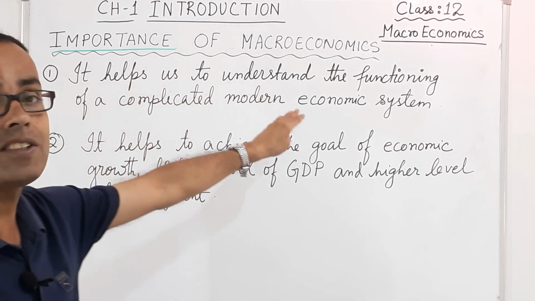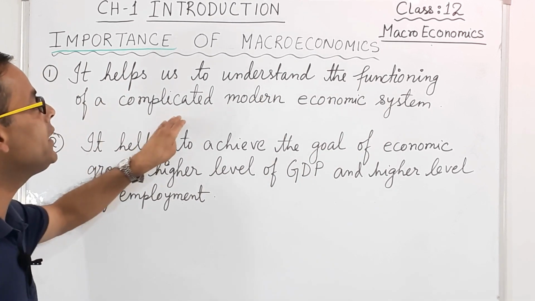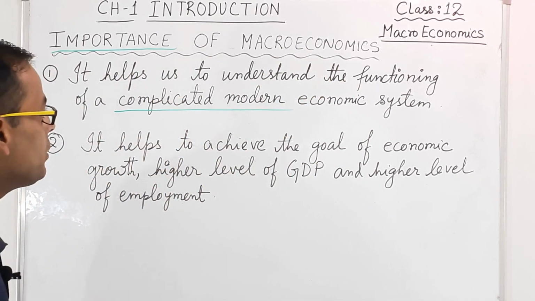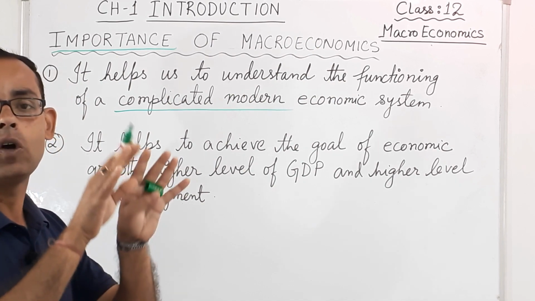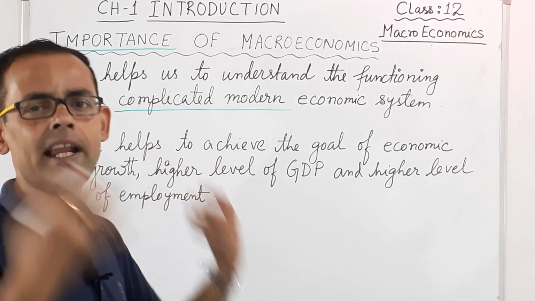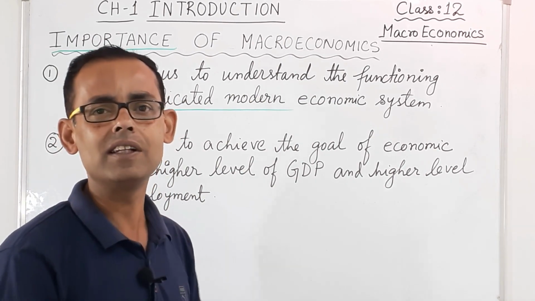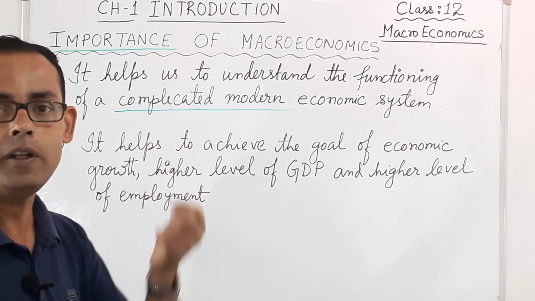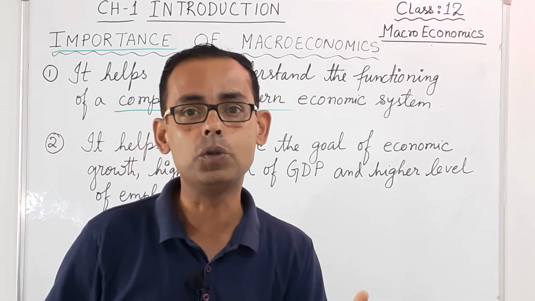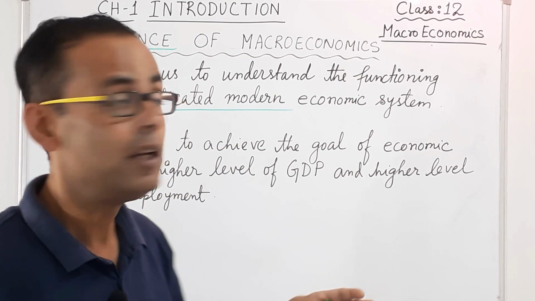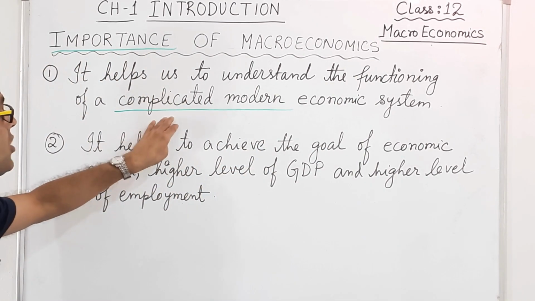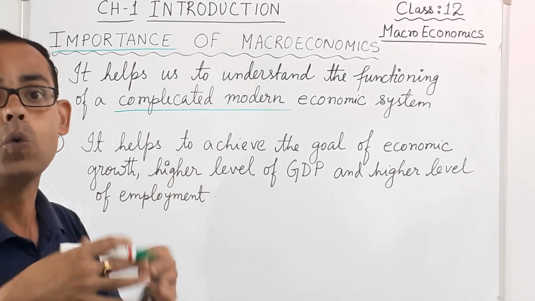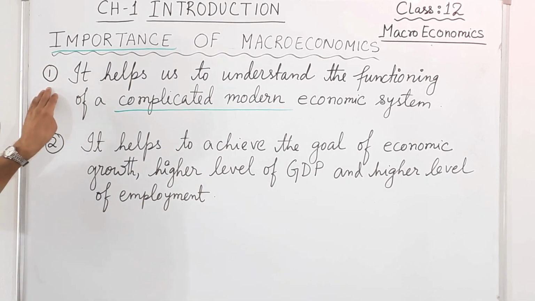It helps us to understand the functioning of a complicated modern economic system. Why complicated? Because we are going to understand the economy as a whole. You can take any economy, Indian economy, China economy, Brazil economy. As a whole, that means many things are there, not only one thing. I have taught you the aggregates, so many aggregates are there. So it is a complicated one. That's why it helps us to understand how this complicated modern economic system works or functions. So this is the first importance.